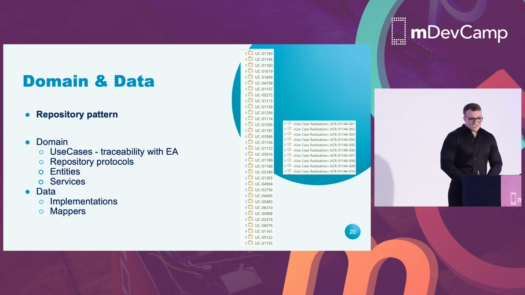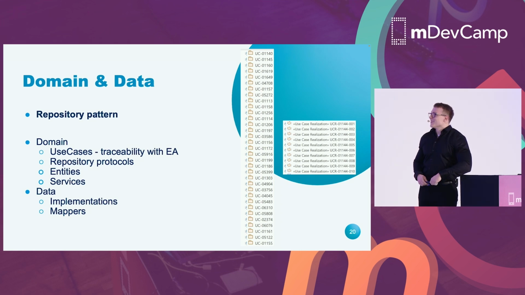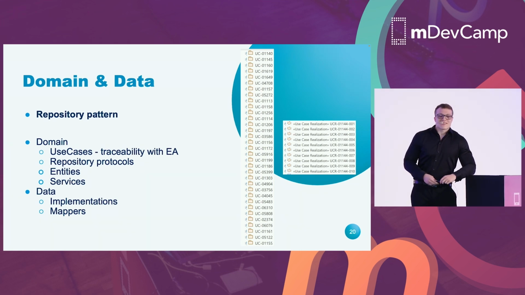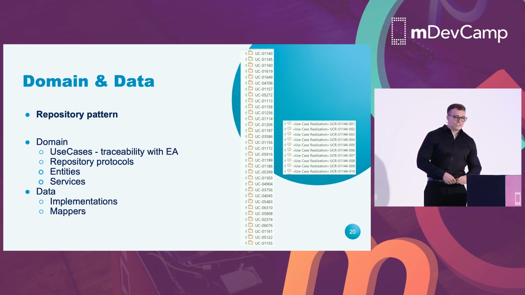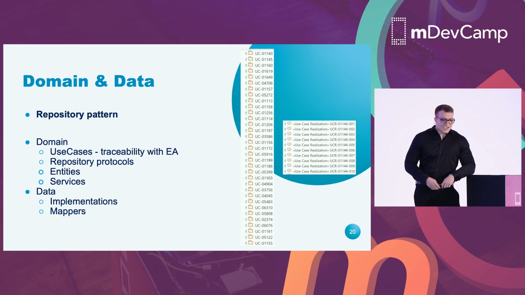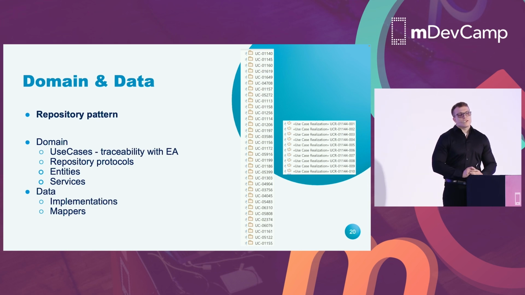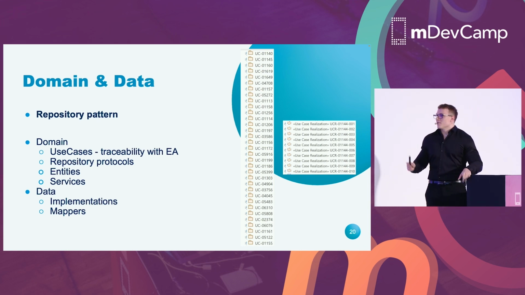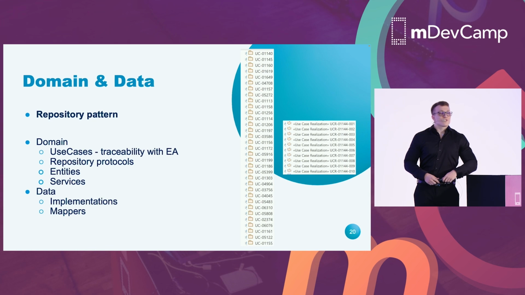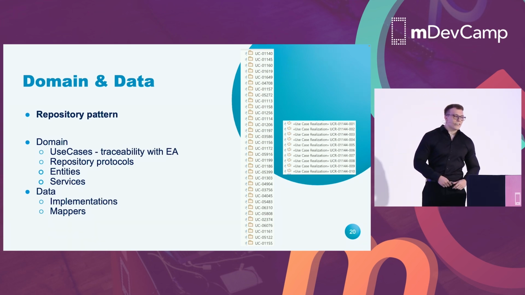Now, the big things. In the picture, you can see some of the use cases. I think it's like 10% of them, because this app is massive. It has tons of use cases. And for data management, we went with the repository pattern. You probably know the deal. But we enhanced it with use cases. Retrospectively, it was not a great idea, but we wanted to do that to have some kind of traceability with Enterprise Architect.